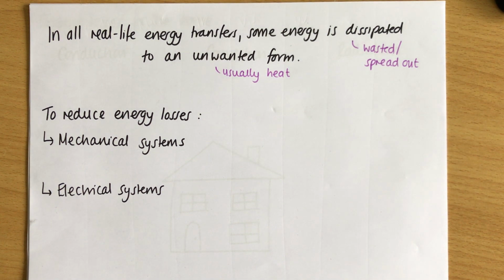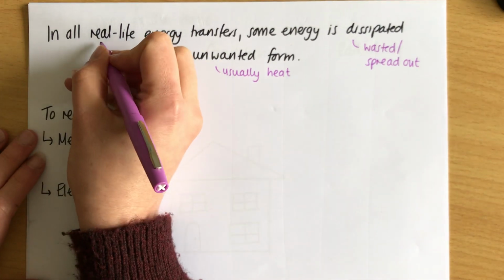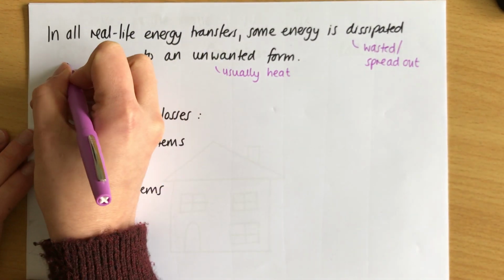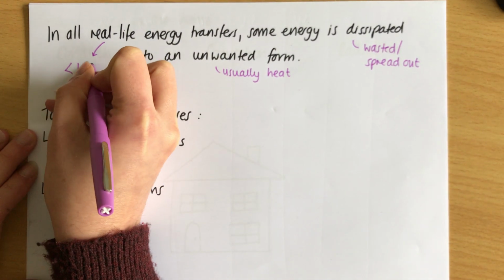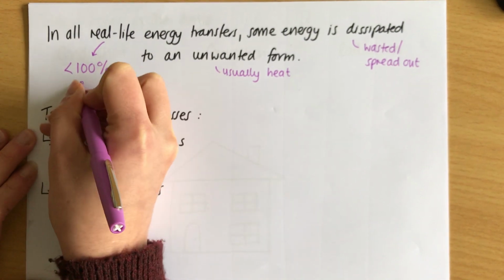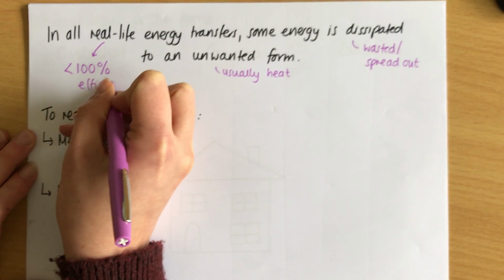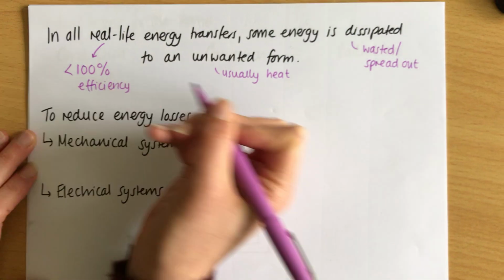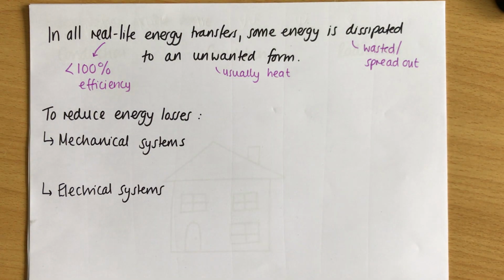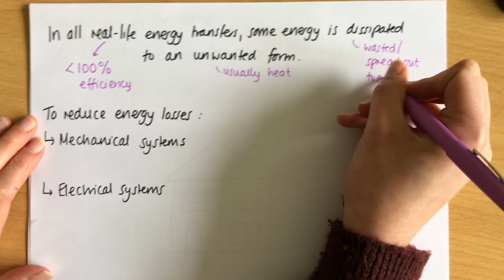But generally, the dissipated energy will be as heat, and heat will always occur in every energy transfer, because in all real life energy transfers, there's always less than 100% efficiency. So we always waste some energy, and that's what the word dissipated means. We waste, and that energy usually spreads out to the surroundings.